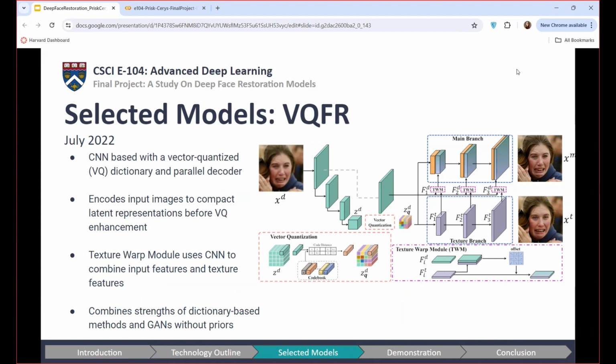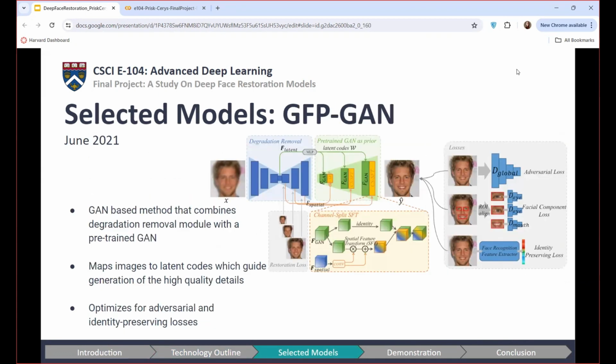The objective of this architecture, shown in the diagram here, is to optimize both quality and fidelity. The GFP-GAN model combines a degradation removal module with a pre-trained GAN as a prior. It maps degraded images to close latent codes, which then guide generation of the high-quality facial details. Adversarial and identity-preserving losses are combined to train the model to optimize both appearance and identity.